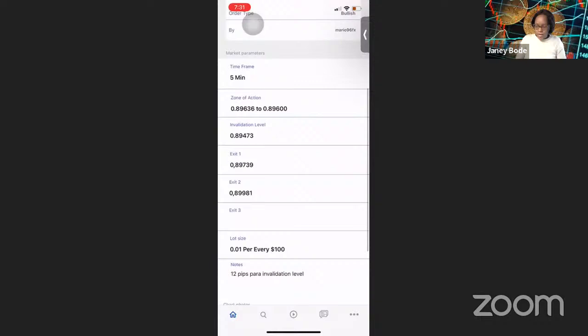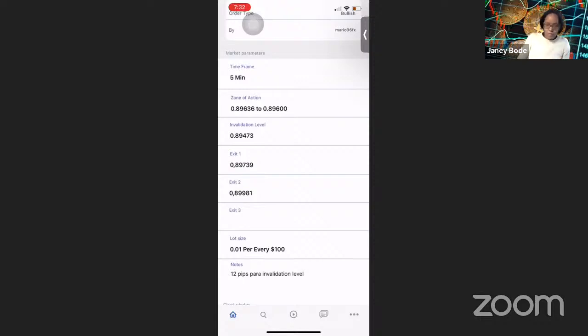All right, so now how do we take this trade? Very easy. It's 5 minutes, right? We know the zone area is 0.89636 to 0.89600. Okay, so those are the areas. I know invalidation line level is 0.89473, and I know my take profit, also known as an exit, is 0.89739. Okay, so did I take all my numbers? So yeah, I took a stop loss, I took my entry zones.